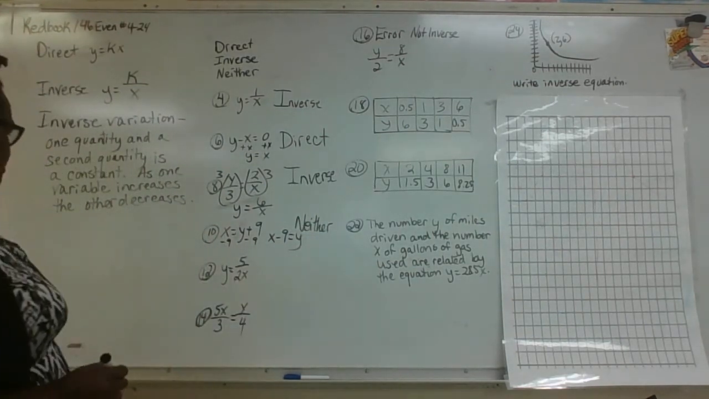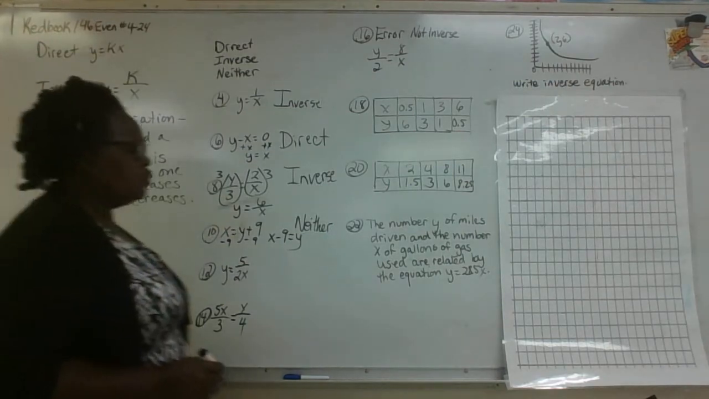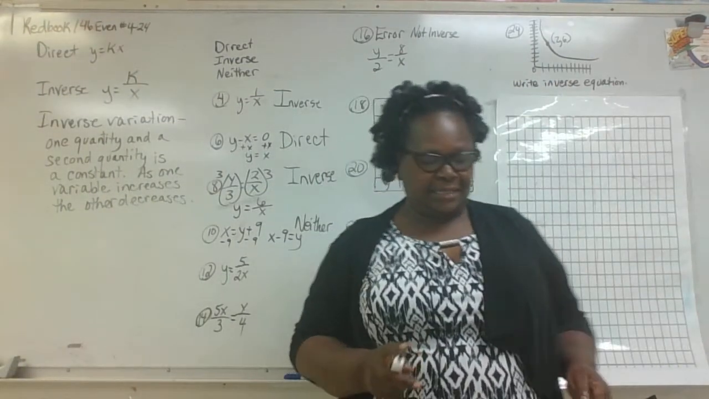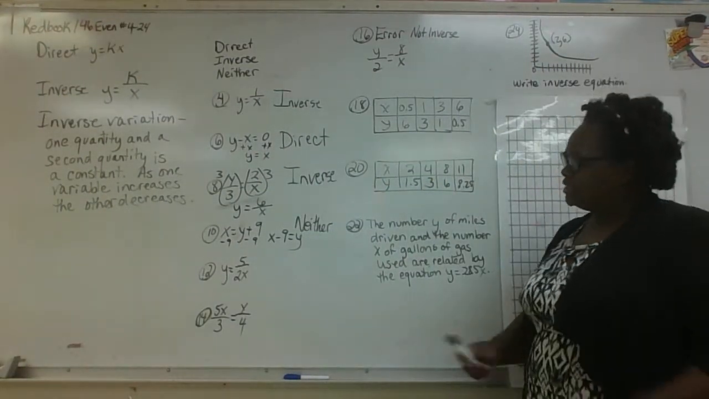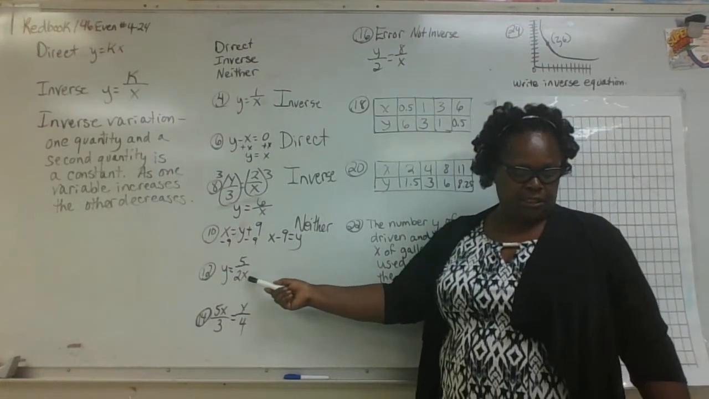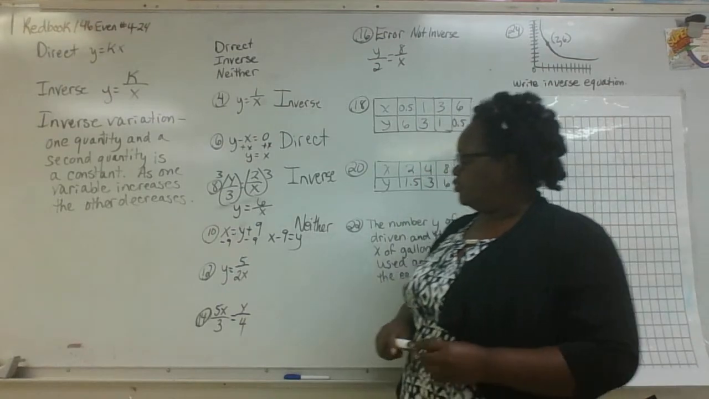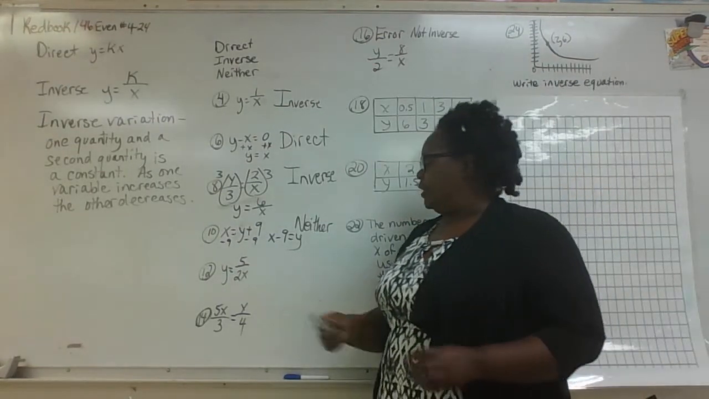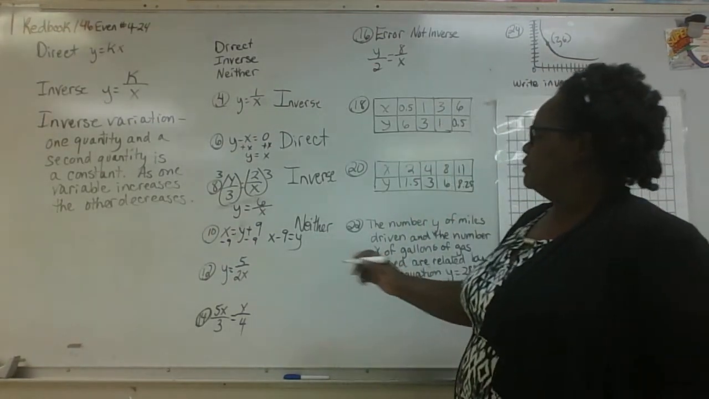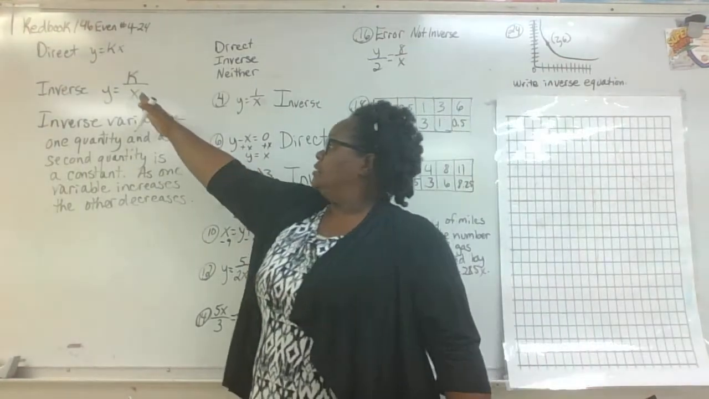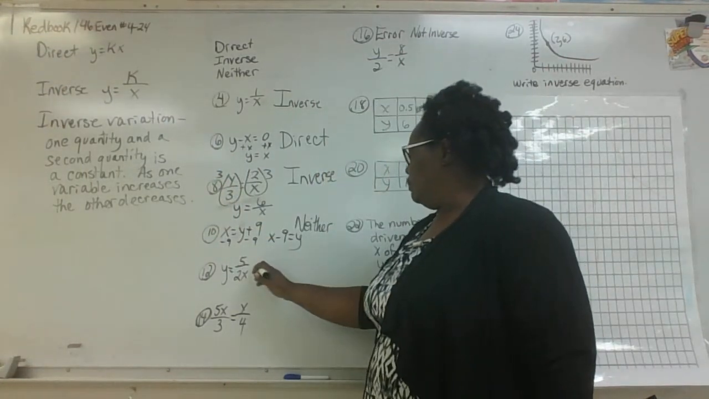Here on number 12, we notice that y is isolated. We also notice that x is in the denominator, and therefore we have a whole number that is greater than 0 in the numerator. So we make the conclusion that this comparison is an inverse operation.